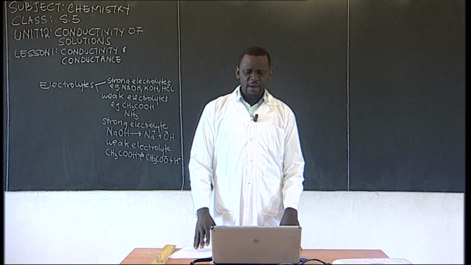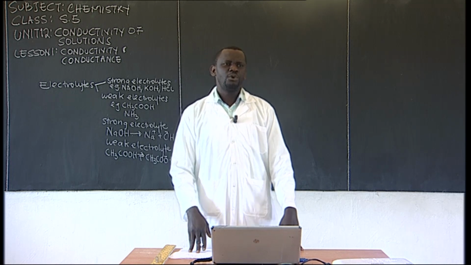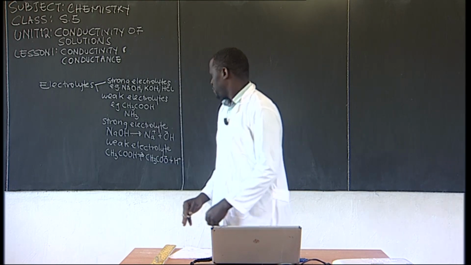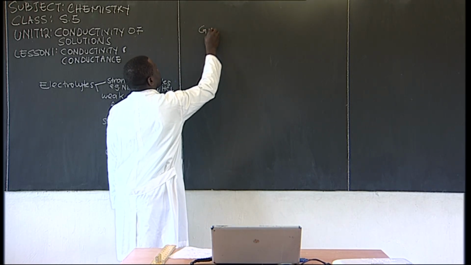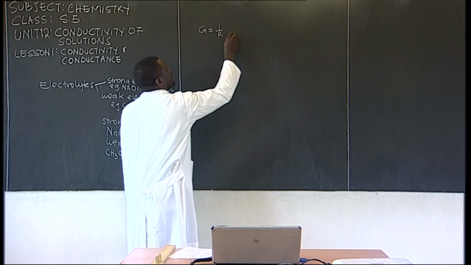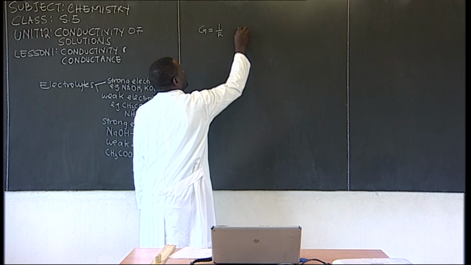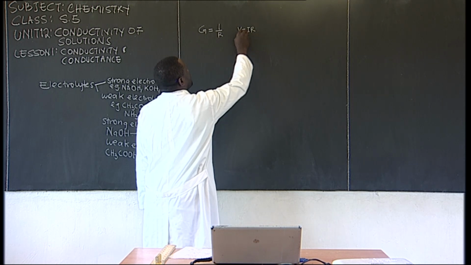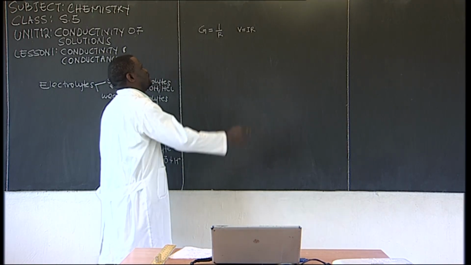So we have a mathematical definition of conductance. We can say conductance is the reciprocal of resistance. So here, our conductance G, we are going to use the letter G, is the reciprocal of what? Resistance. And this resistance, from physics, from Ohm's law, we can say V is equal to IR, where I is current and R is resistance.